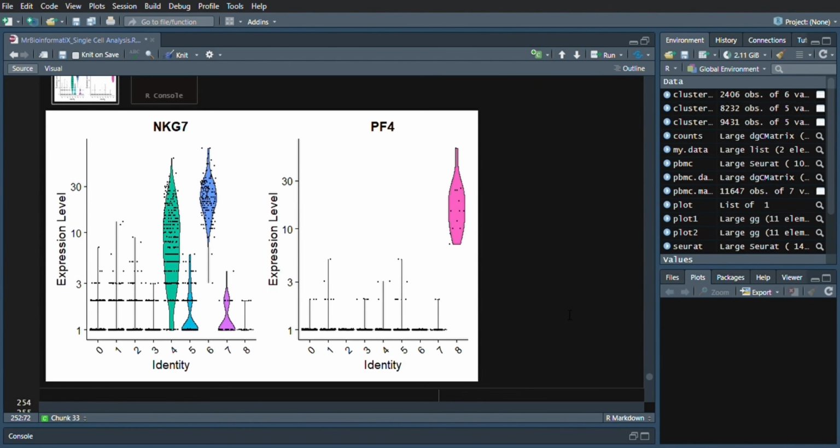And here we have it. We also have here the expression level, and here are the clusters. The majority are here in cluster 4. We also have some in clusters 5, 6, and 7, but the majority are in cluster 4. And for PF4, the majority are here in cluster 8.